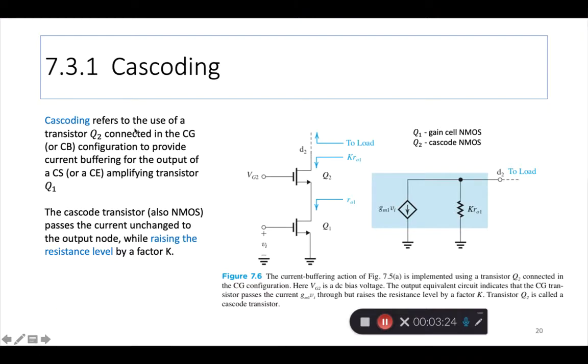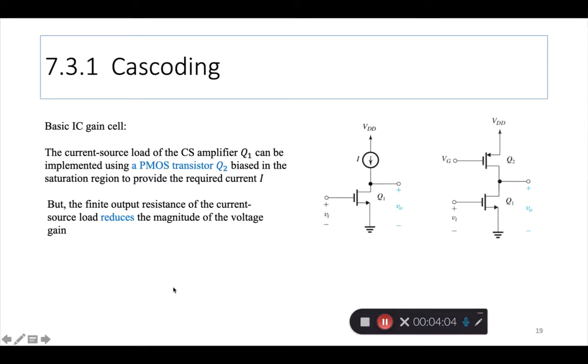Cascoding refers to the use of a transistor Q2 connected in the CG, common gate, configuration. If you're talking about BJTs, the same concepts apply, in which case we call it the common base configuration. Either way, you use another transistor, Q2, to provide current buffering for the output of the gain cell, which is a CS, or a CE in the case of BJTs, amplifying transistor.